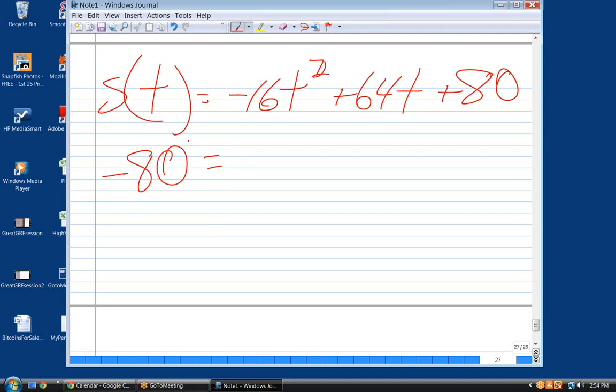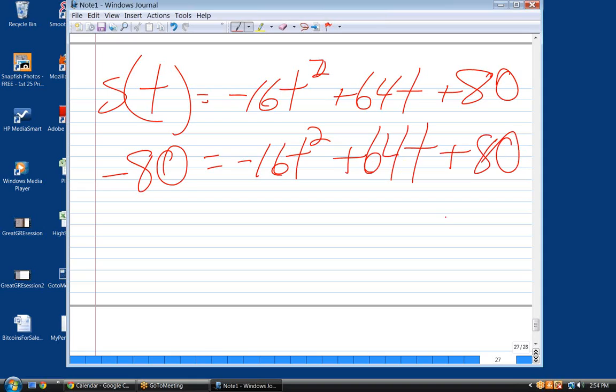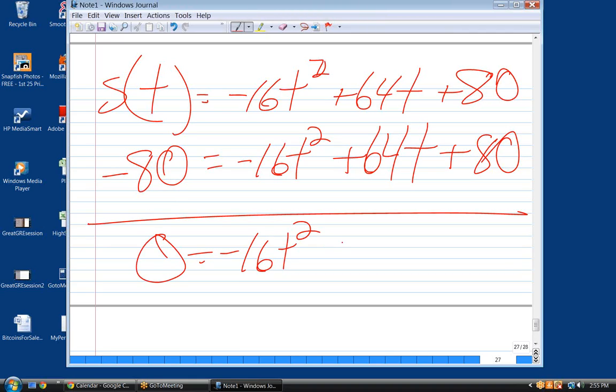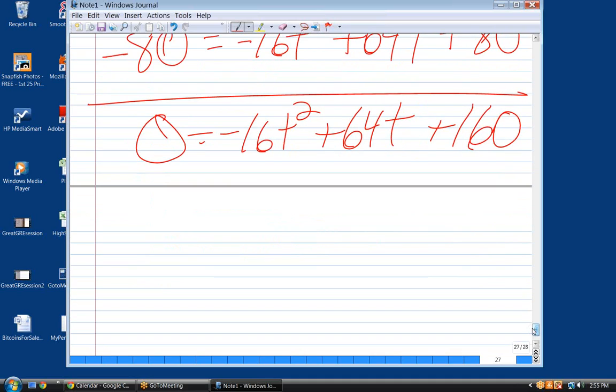And then we perform the algebra required on it. In other words, this just becomes an algebra problem now. We subtract 80 from both, or we add 80 to both sides, and we get 0 equals minus 16t squared plus 64t plus 160. And then we solve that quadratic equation.